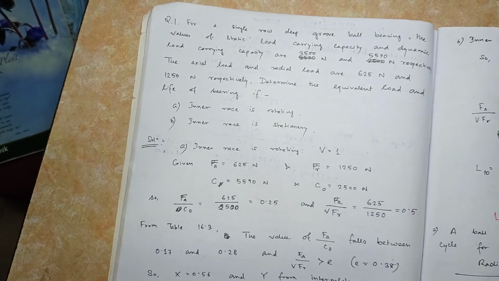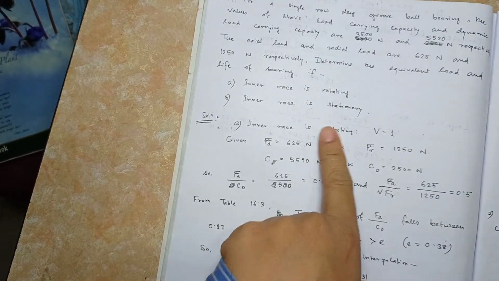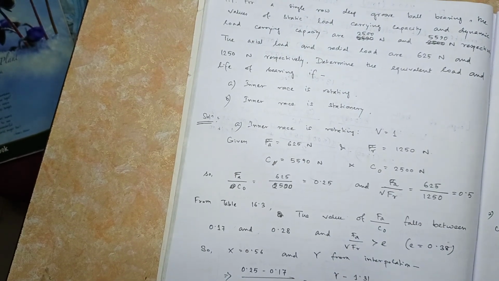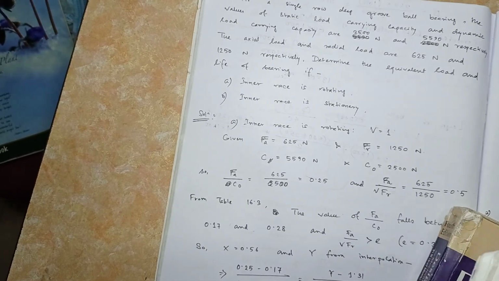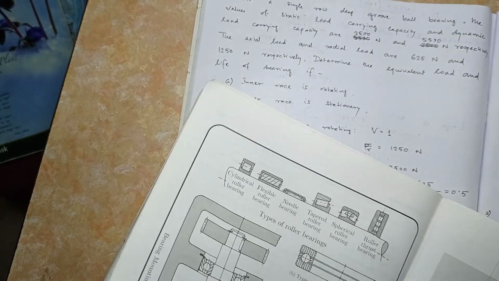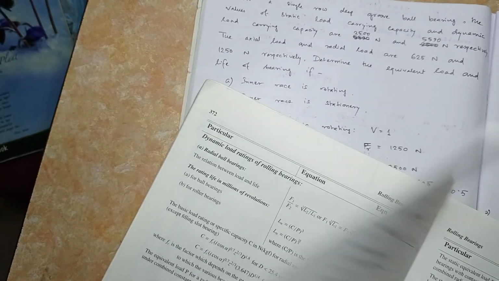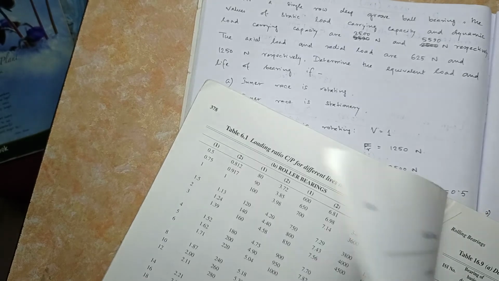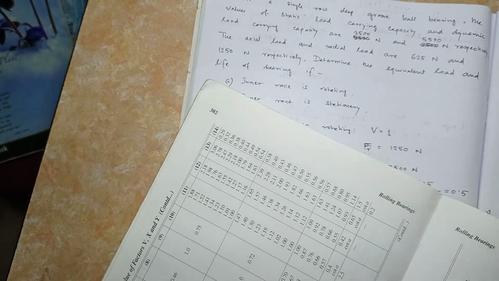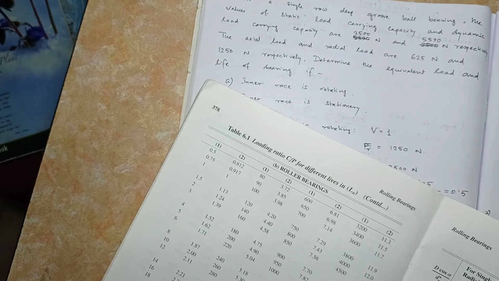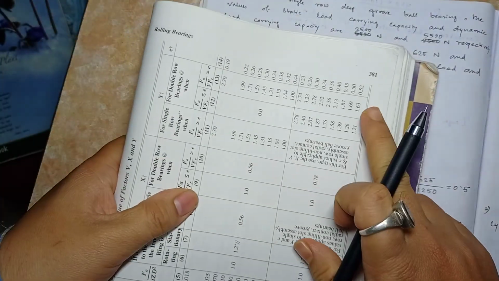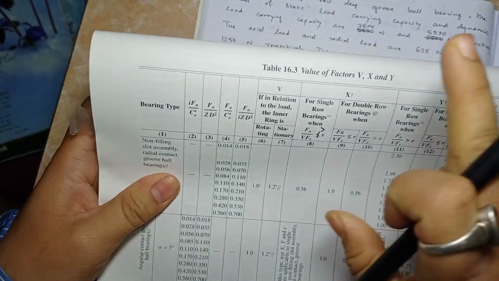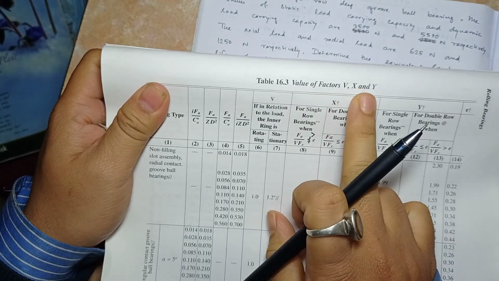Now look at this. These are the given values. So how to calculate X and Y, we'll look into that. Here we have a table for X and Y. Look at this page 381. We have a table for X and Y, these are the values for V, X, Y.